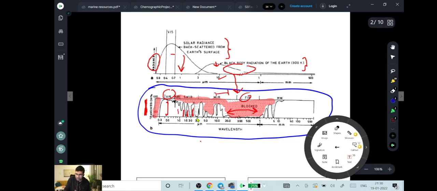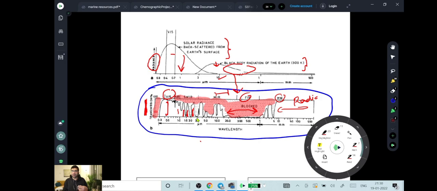This part also is all in radio waves. So this is all radio waves, microwave and radio wave. Now, radio wave signals from your dish antenna, for example, you have to communicate with satellites. You get TV signal in your home, and Wi-Fi is in the microwave region. So if the atmosphere was opaque to these, you would not be able to have any of that technology.